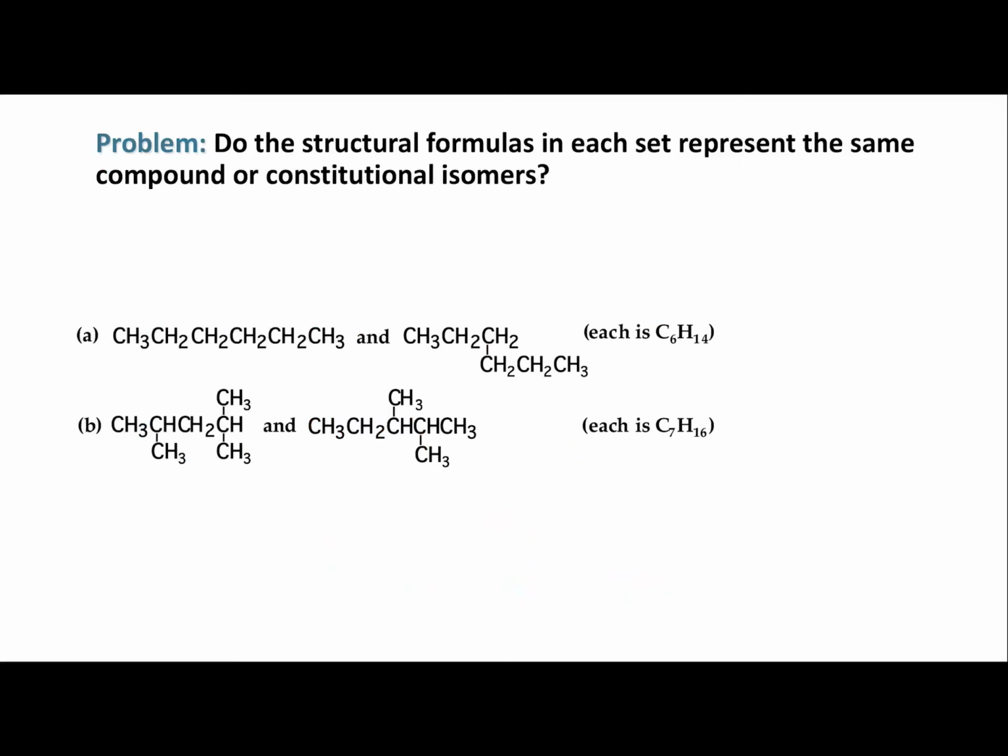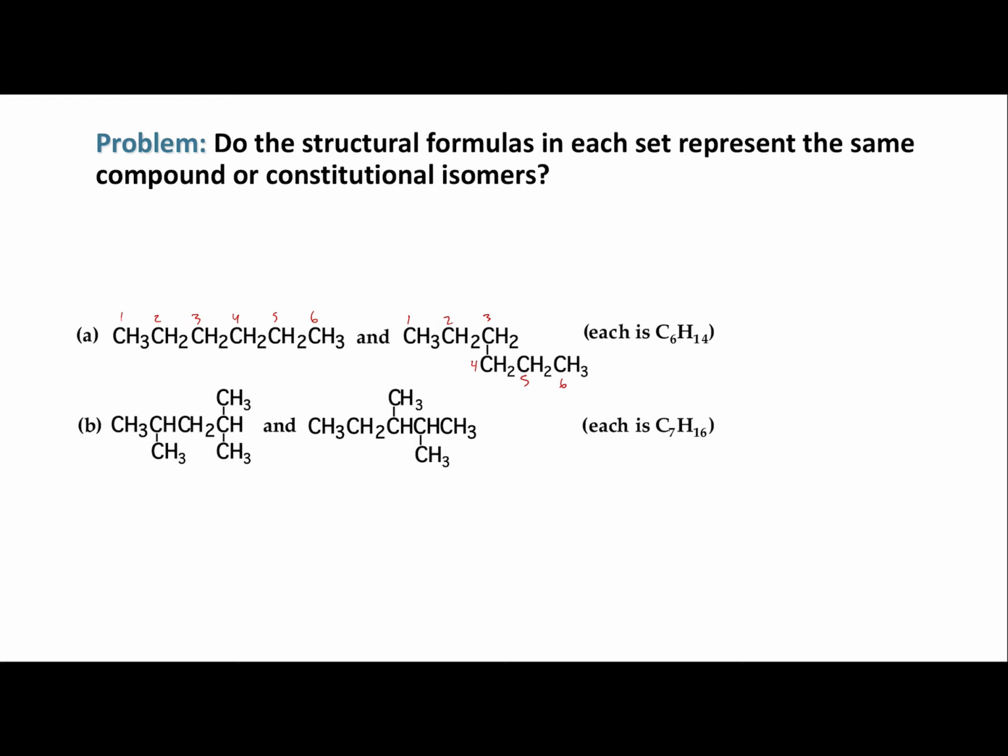Okay, so for A, these are the same. They're the same compound, and we know this because they're all connected in the same way. Carbon 1 is connected to 2, 3, 4, 5, and 6 in a straight chain. There's a kink in this chain, the way that it's drawn, but that doesn't change the fact that every carbon is connected in a big long line.